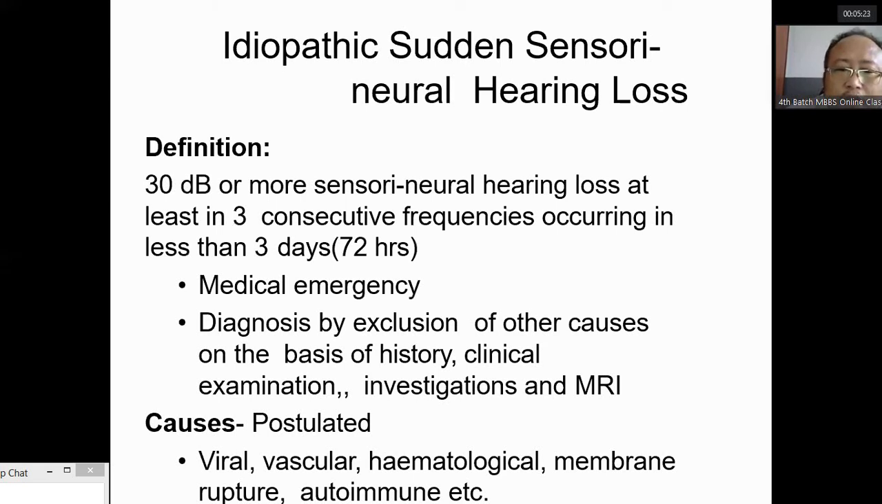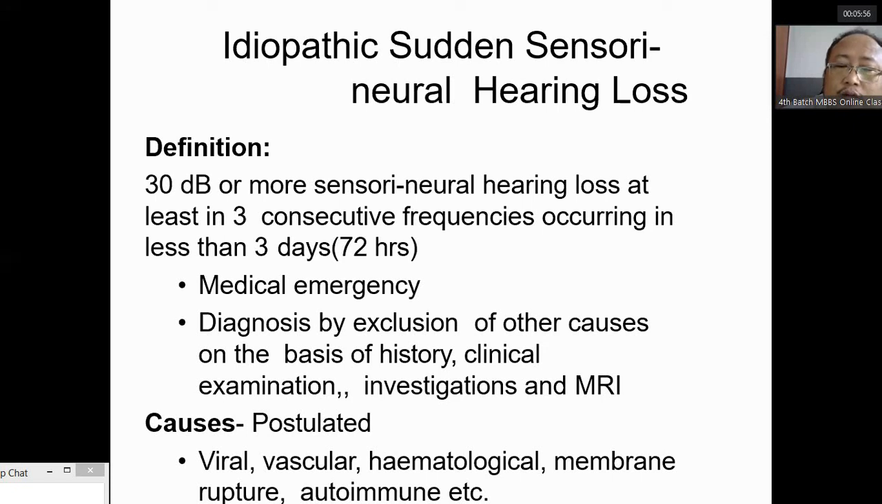But this terminology, sudden sensorineural hearing loss, is a diagnosis of exclusion. All the known or unknown causes of sensorineural hearing loss are excluded, and only then can we term it sudden sensorineural hearing loss. It is taken as a medical emergency.